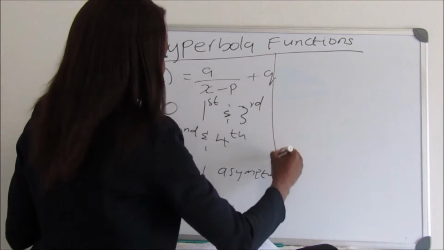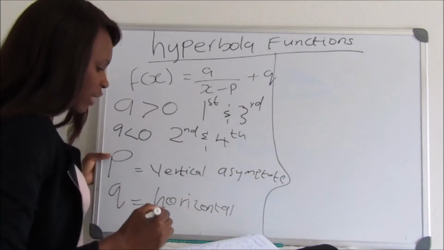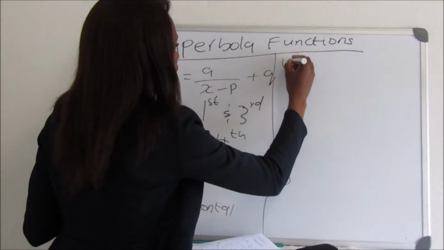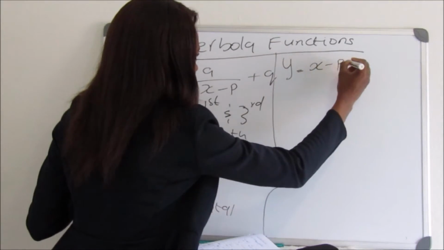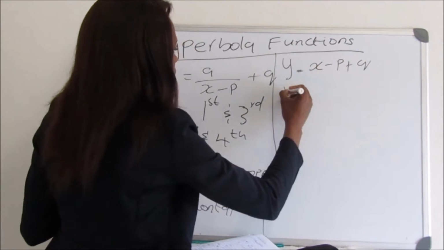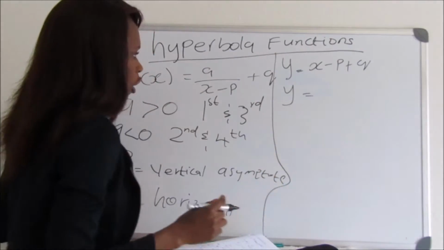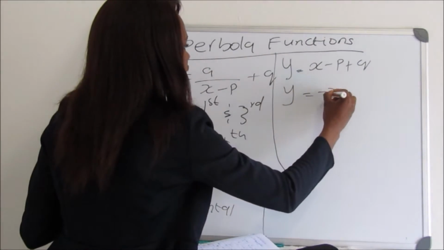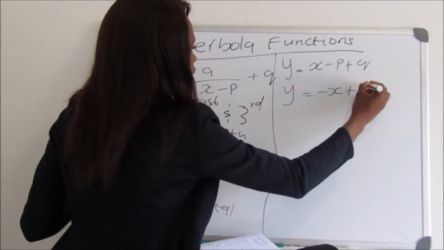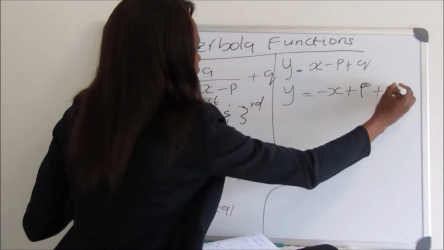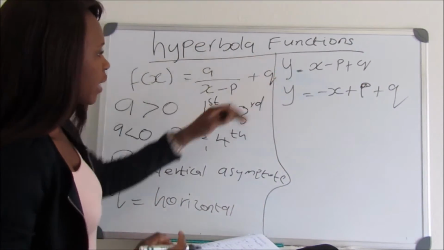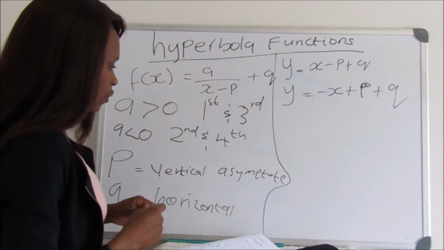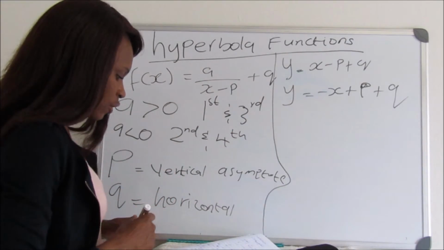Another thing that we do with the hyperbola function is to find the axis of symmetry. The equation of the axis of symmetry is y equals x minus p plus q. Another equation of the axis of symmetry is y equals negative x plus p plus q. So these two are the equations for the axis of symmetry.